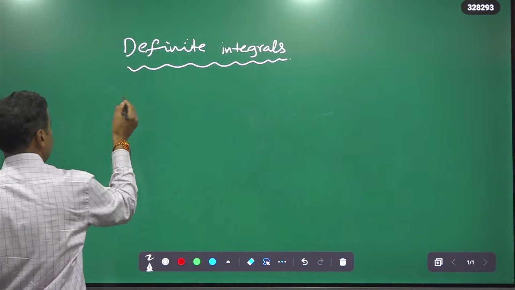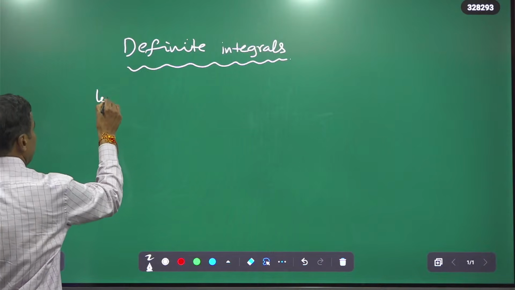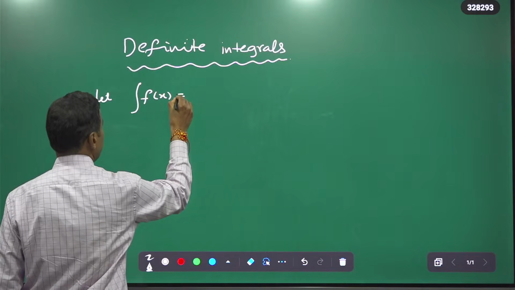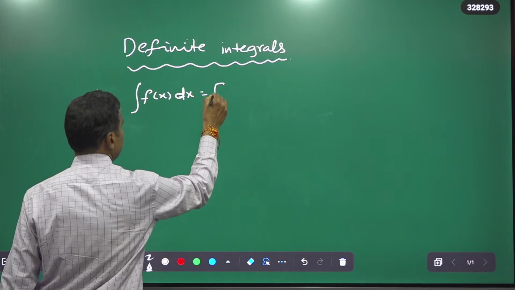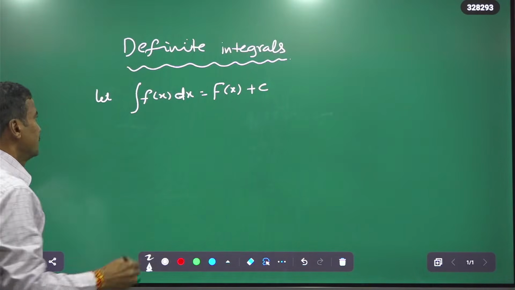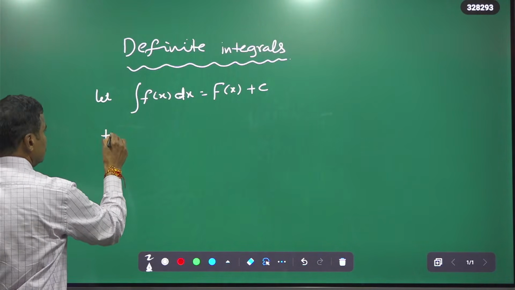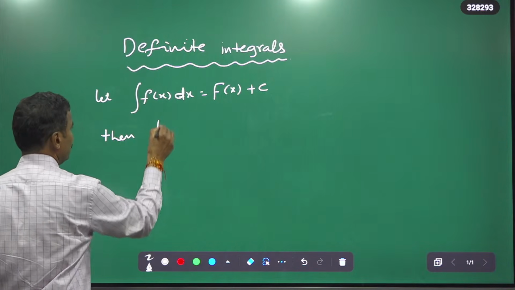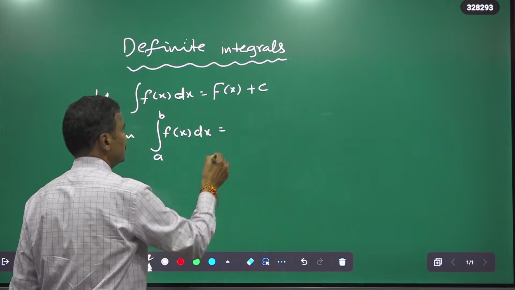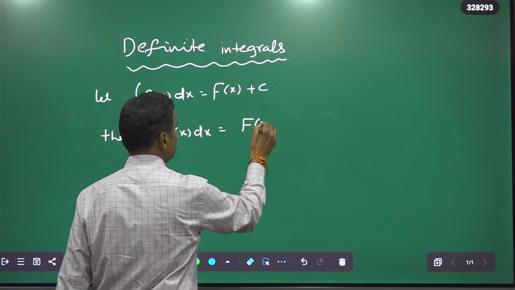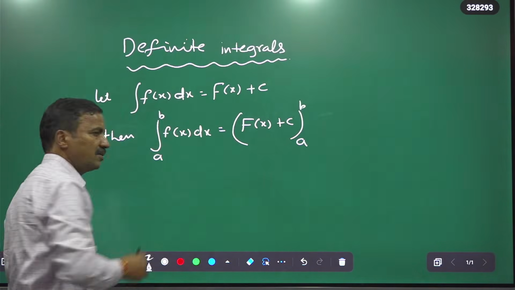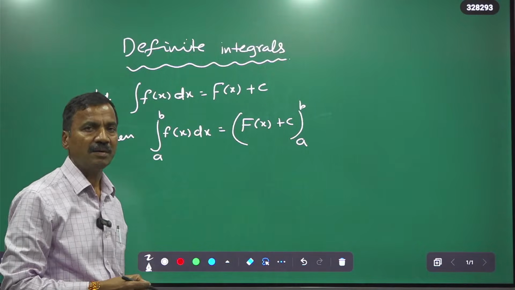So, suppose the integral of f of x dx is equal to capital F of x plus c, then the integral from a to b of f of x dx is equal to F of x plus c, and the limits are a to b, where a is called the lower limit and b is called the upper limit.